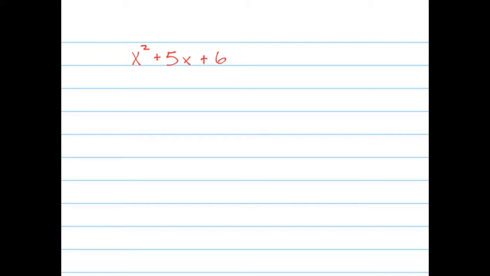3 and 2. Now, if you're not sure, just list what your possible pairs of factors are of 6, right? You got 1 times 6. Do those add up to be 5? No. 3 times 2. Do those add up to be 5? Yeah, there's your key right there. So that means this factors into x plus 3 times x plus 2.